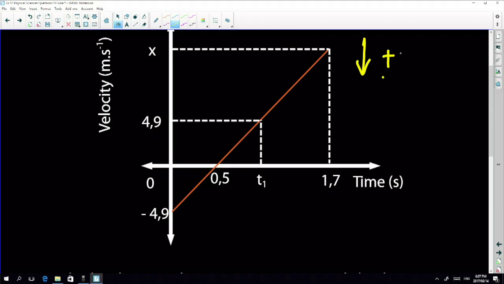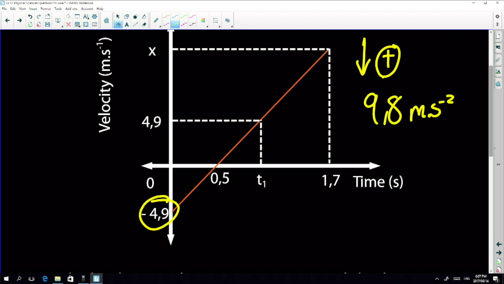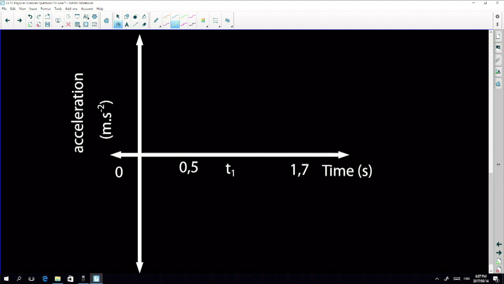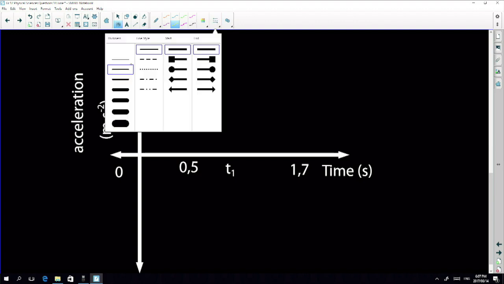Secondly, they're also trying to test here whether you understand which direction was positive, because that does make a difference here. So we know, we said down is positive. We've done that the whole way through because my initial velocity was negative. Acceleration due to gravity is 9,8 meters per second squared, and it's positive. So on the graph, this is what your graph will look like. We're simply going to draw, and I'm going to make it a nice line so you can see it.